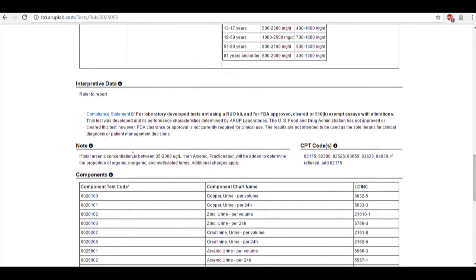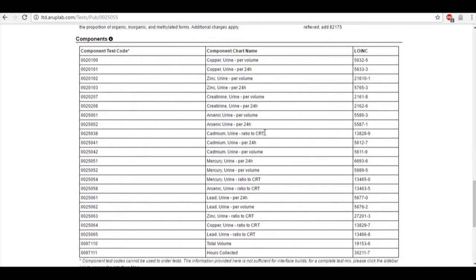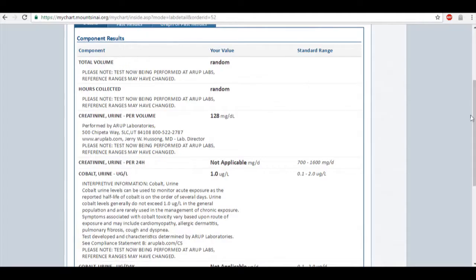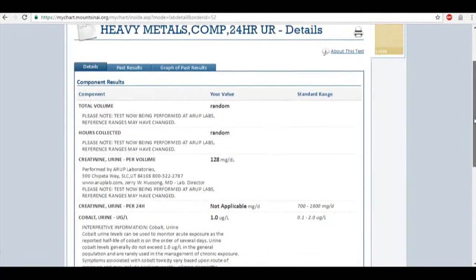Okay, so if the total concentration is between 35 and 2000 micrograms per liter, then arsenic fractionated will be added to determine the proportion of organic, inorganic, and metallic forms. Additional charges apply, and then they're supposed to do these other tests. Now, as I said, do you see this in my test? Do you see these results? Absolutely not. Absolutely nothing.